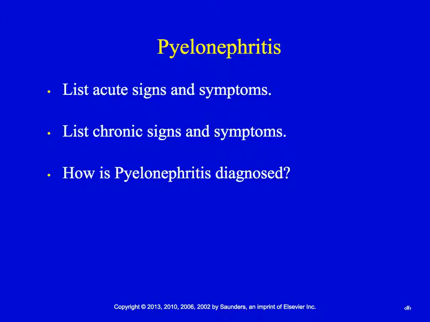They're just downright sicker. They're going to have a higher fever, they're going to be more tachycardic, and they're going to have that flank pain. They're going to have that tender costovertebral angle. Remember, I believe in chapter 68, we talked about that costovertebral angle is that flank area where if you press on it, they have tenderness.